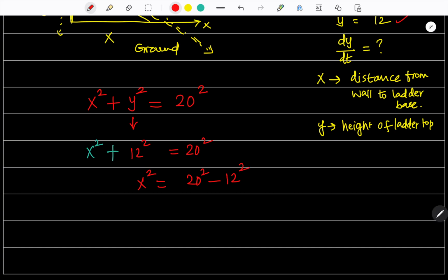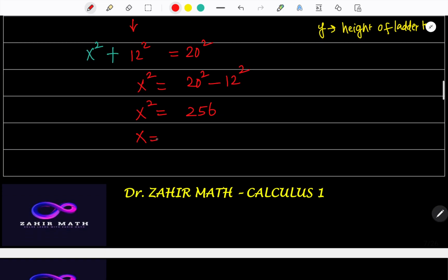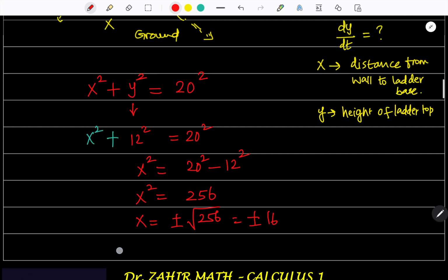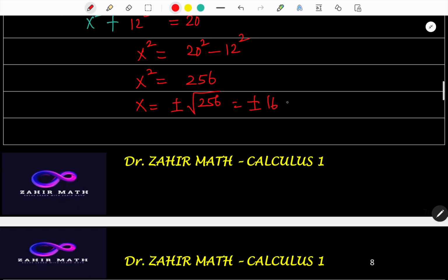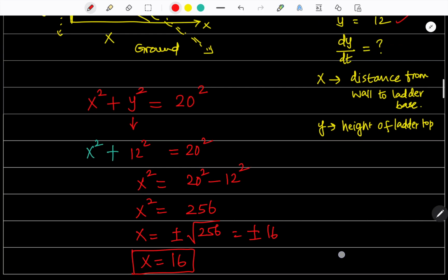I am putting it in the calculator: 20 squared minus 12 squared is equal to 256. So x squared equals 256. So I take x equals plus or minus the square root of 256, which is plus or minus 16. Of course, x is a distance on the ground, so negative 16 is not possible. So x is equal to 16.